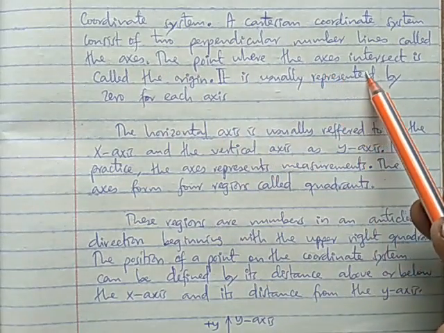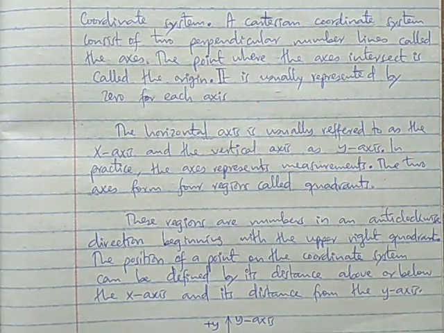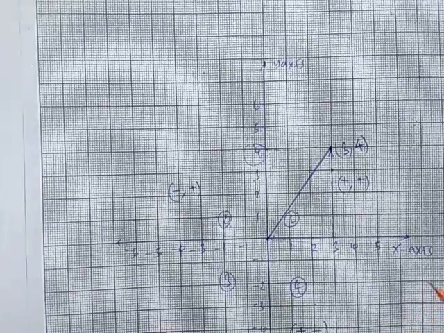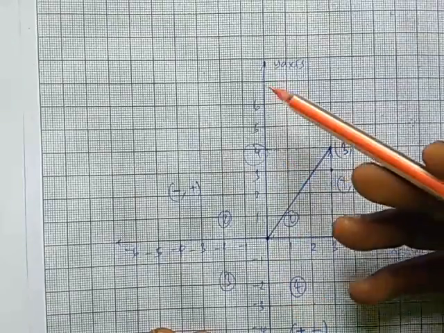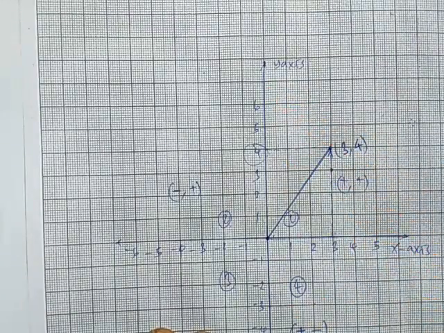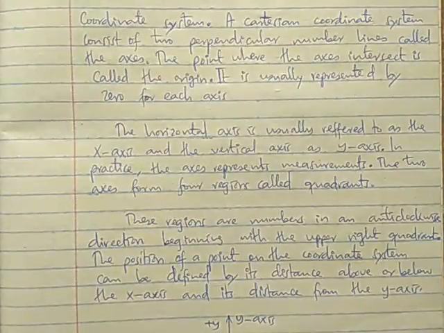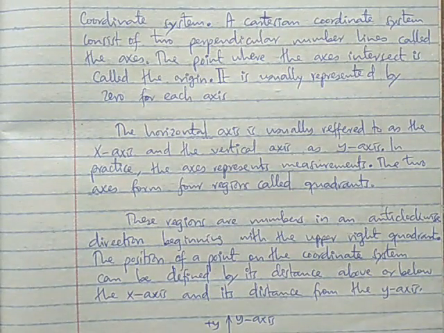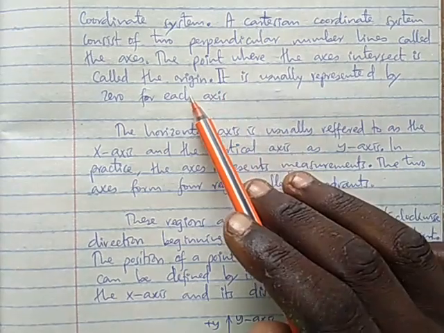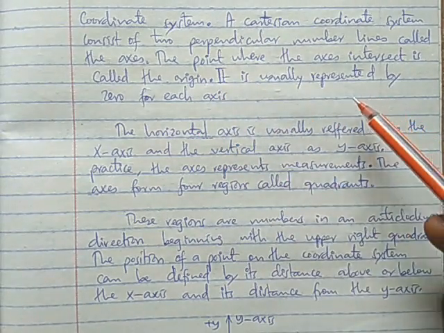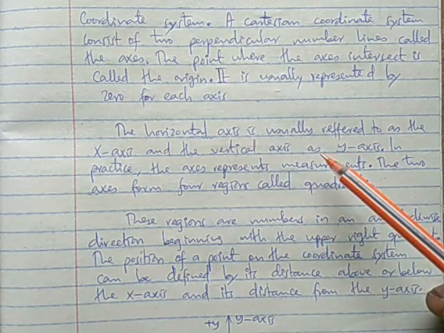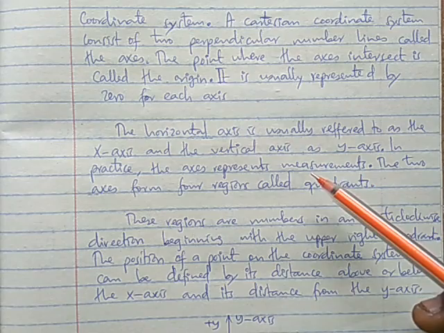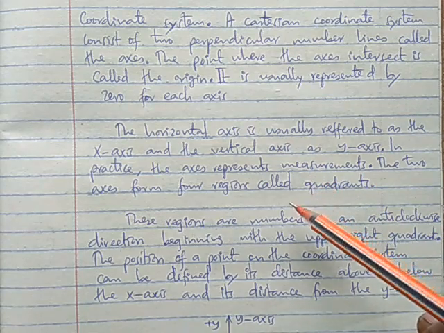The points where the axes intersect is called the origin. So from there, kama unavyokumbuka kwenye hii graph yetu, hii ndio point ambayo tunaita ni the origin. So the axis, we have the y axis and the x axis kwenye hiyo Cartesian coordinate system. Kwa hiyo the points where the axes intersect is called the origin. It is usually represented by 0 for each axis. Kwa hiyo kwenye origin y inakuwa 0, x inakuwa 0.